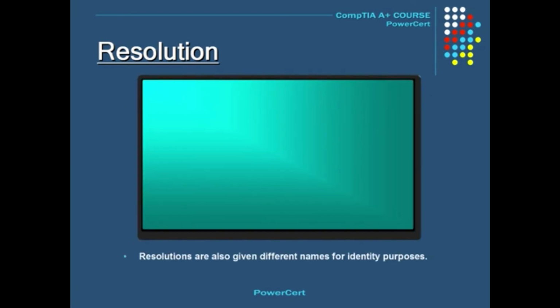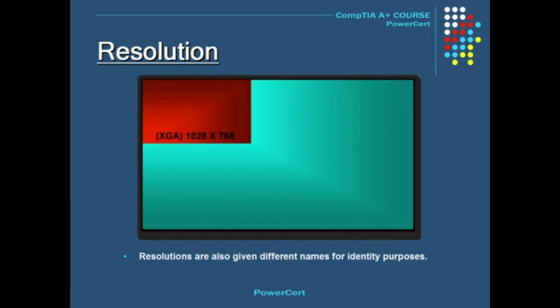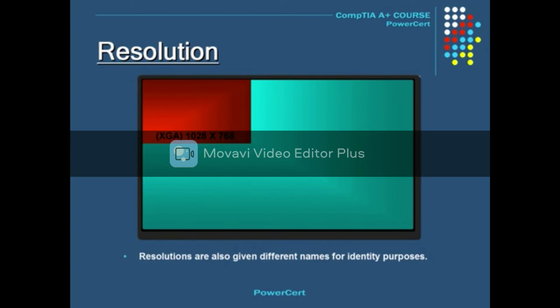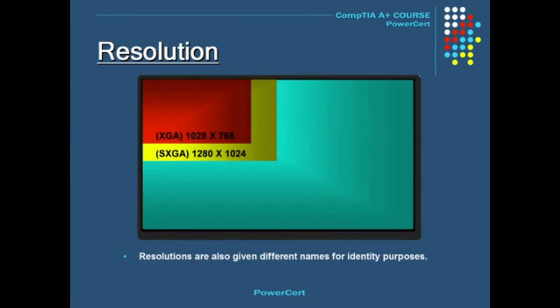Resolutions are also given different names for identity purposes. For example, XGA stands for Extended Graphics Array. This has a resolution of 1024 by 768. SXGA stands for Super Extended Graphics Array. This has a resolution of 1280 by 1024.